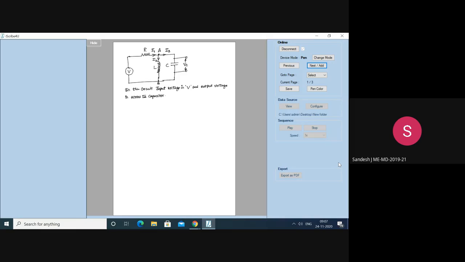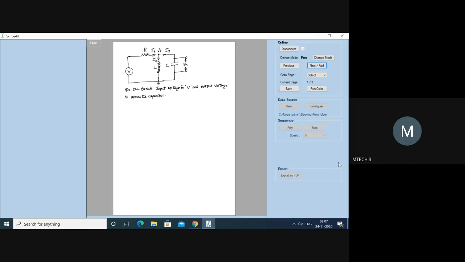Yes, sir. Okay, right. Now, in what way is this circuit different from the previous ones? In all the previous three circuits we have done, how many loops were there? Only one loop. But here, two loops are there.